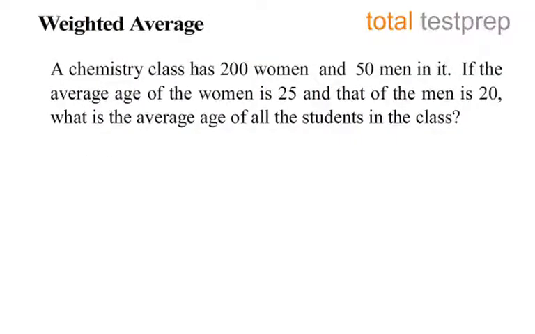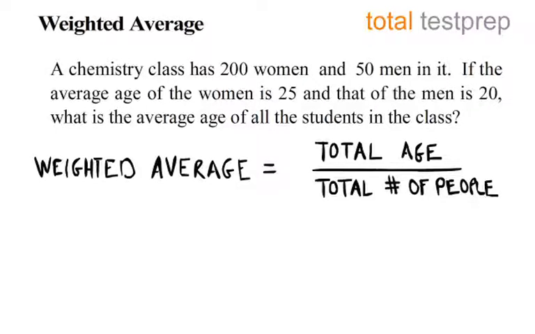Let's take a look at this question. A chemistry class has 200 women and 50 men in it. If the average age of the women is 25 and that of the men is 20, what is the average age of all the students in the class? The weighted average here, because this is once again a trickier average question that is actually a weighted average question, is the total age divided by the total number of people. Just like in the previous question, the weighted average was the total price divided by the total quantity. Here it's the total age divided by the total number of people.